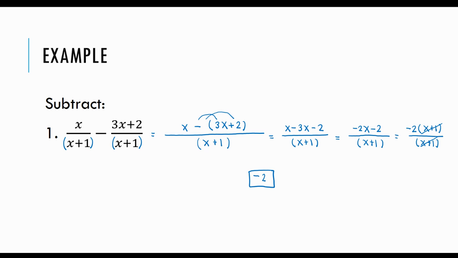So if it was addition, you wouldn't really have to worry about putting that second numerator in parentheses because we could just combine like terms right away. But it's very, very important when we're doing subtraction that you subtract the entire second numerator in order to correctly combine your like terms.